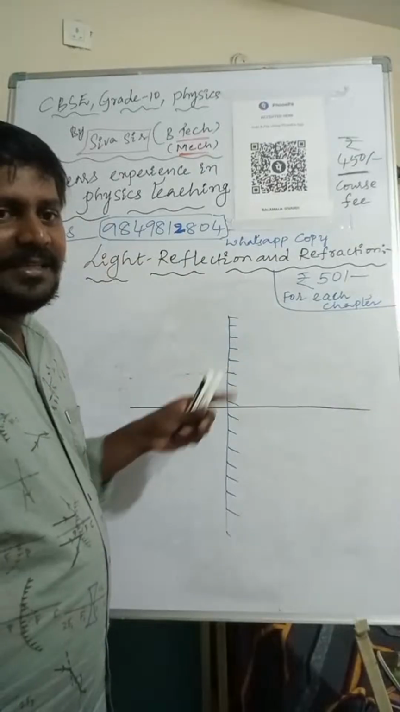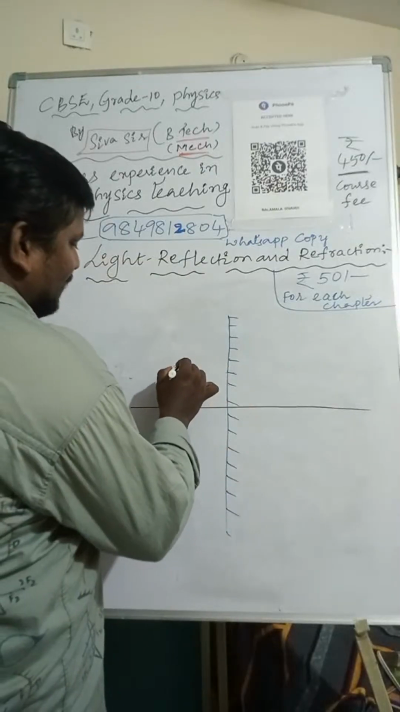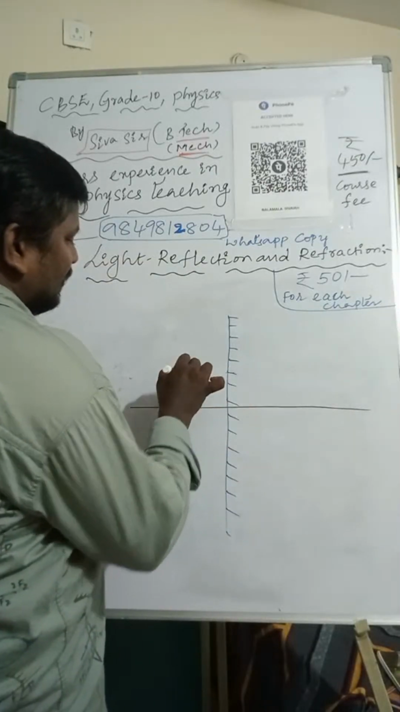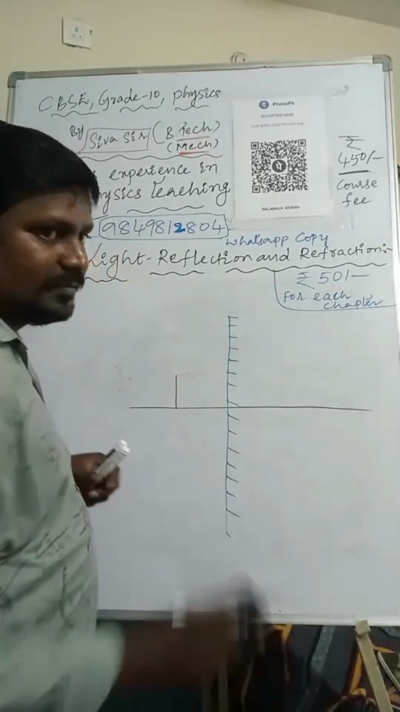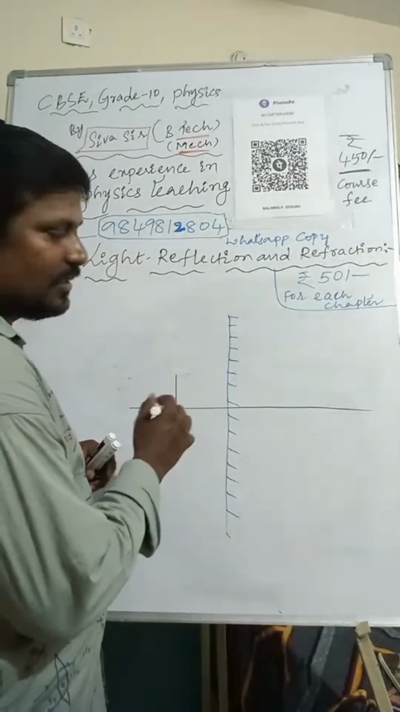Then come to the point. Plane mirror I'm considering. This is the plane mirror. I'm taking the object here. This object I'm considering.